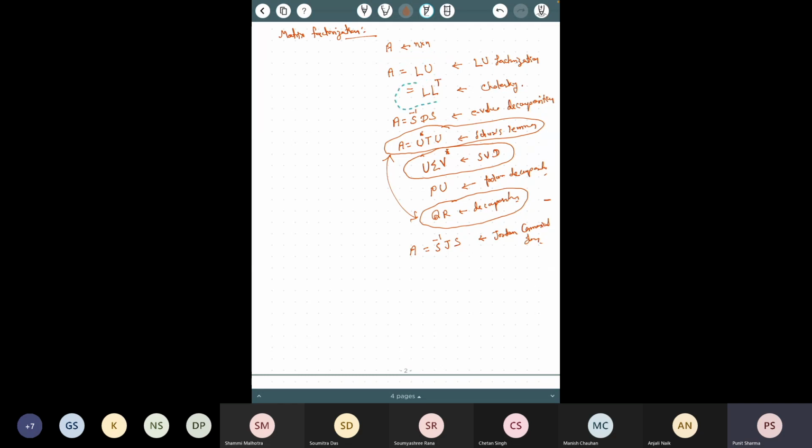Cholesky is also a particular case of this LU here. I will discuss mainly these decompositions. Some of them are new for you, like SVD, which we will discuss in detail. We will discuss the Jordan canonical form also, and Schur's lemma, which is one of the most important, especially in establishing other results. So we will discuss Schur's lemma in more detail.